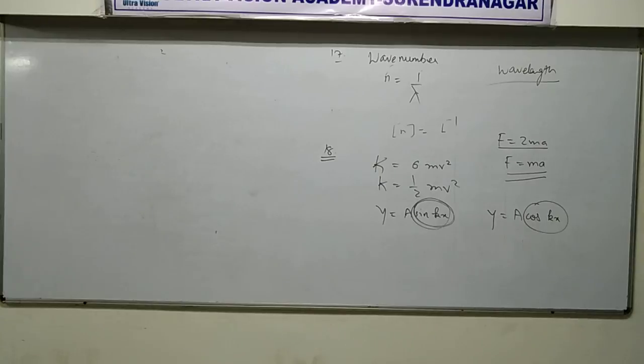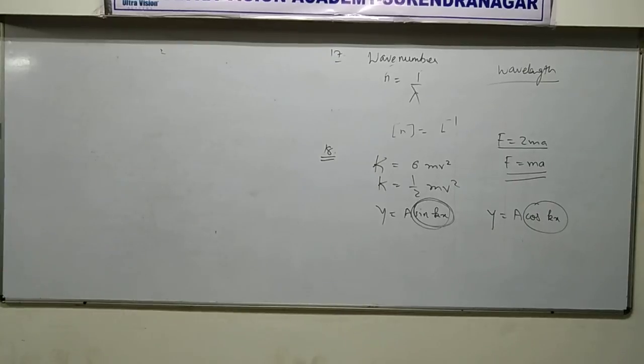Then second one. Sine. Dimensionless? Yes. Same problem. It could be cos, it could be tan also. We would never know. Okay. Next.